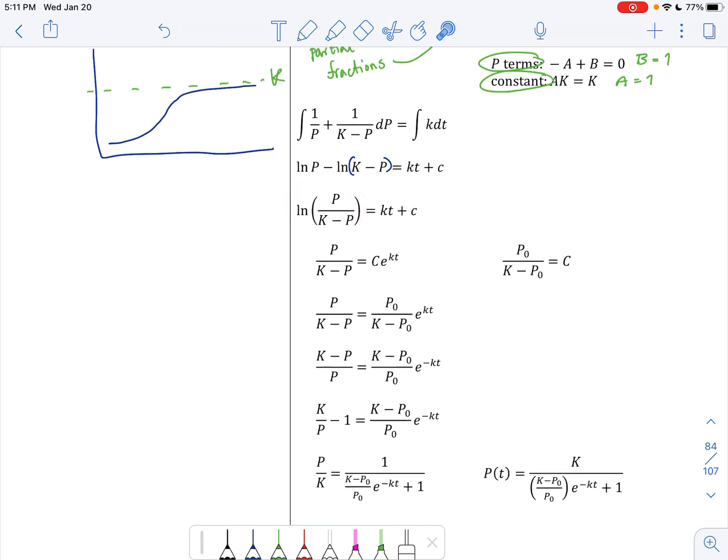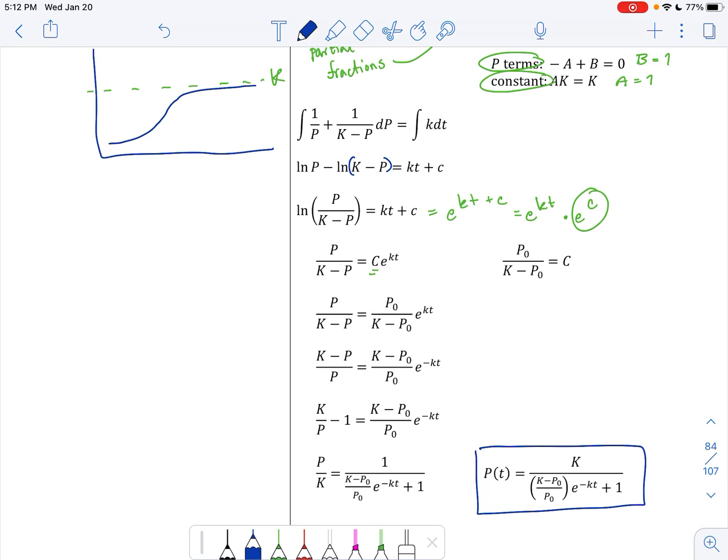Put the logs in one form. Since these are subtracted, this is divided. Raise to the power of e on both sides. We again get C. This becomes, just like we looked at with exponential, e to the kt plus C, which is e to the kt times e to the C, which is its own separate constant. Like we see here, we can plug that in and realize that our C is equal to P naught over carrying capacity minus P0. More solving for P by itself, and we end up with our final function here, like so.